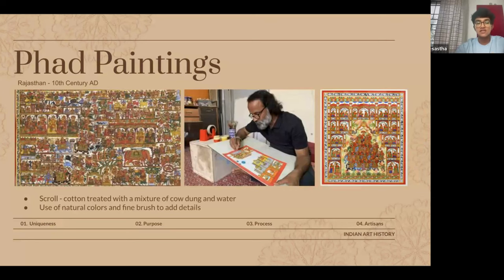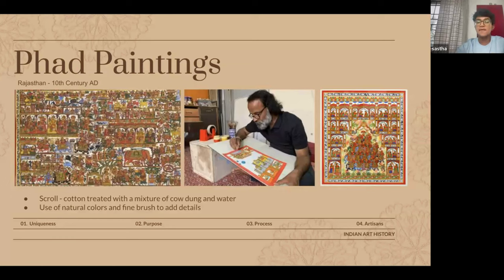Once the surface is ready, the artist sketches the outline of the story with a fine brush. Natural pigments are then applied in layers to bring the composition to life. Each figure and scene is detailed, ensuring that the narrative is clear and engaging. The final step involves adding highlights and intricate patterns to enhance the visual appeal of the painting.